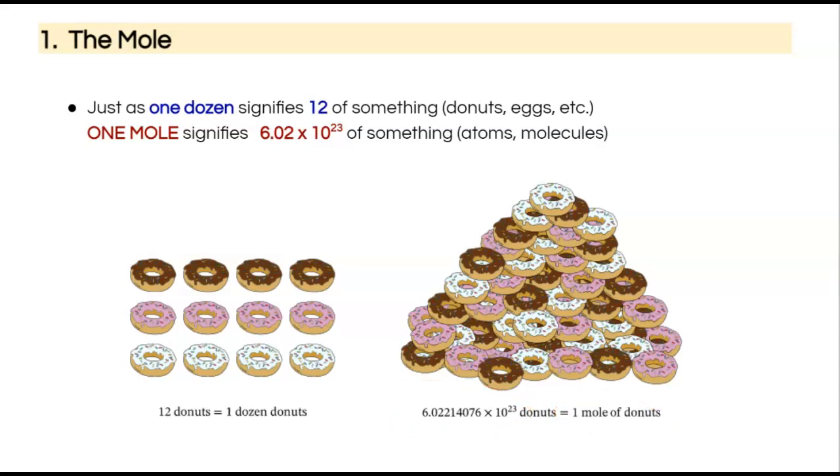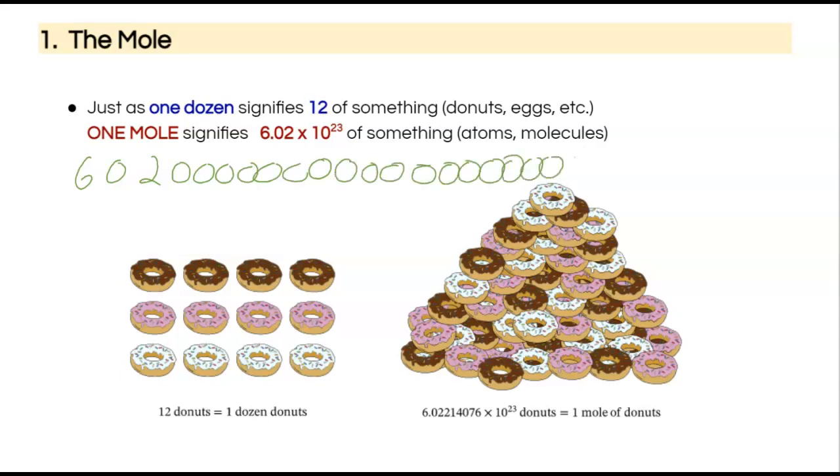In fact, let's take that number in scientific notation and write it in standard form. That would be 602, and now I need to add 21 zeros. 1, 2, 3, 4, 5, 6, 7, 8, 9, 10, 11, 12, 13, 14, 15, 16, 17, 18, 19, 20, 21.